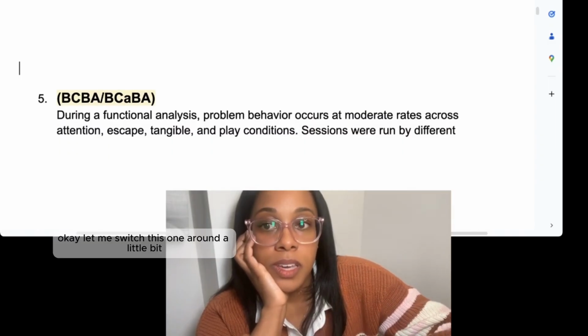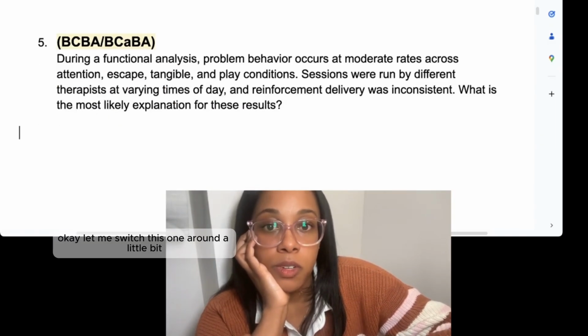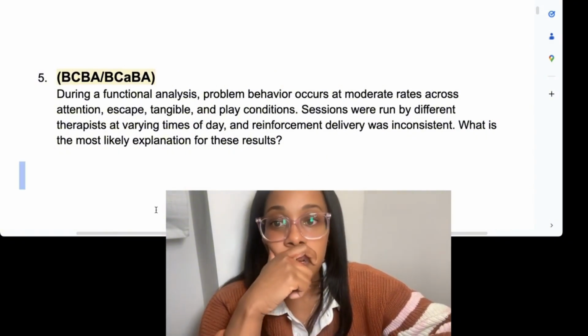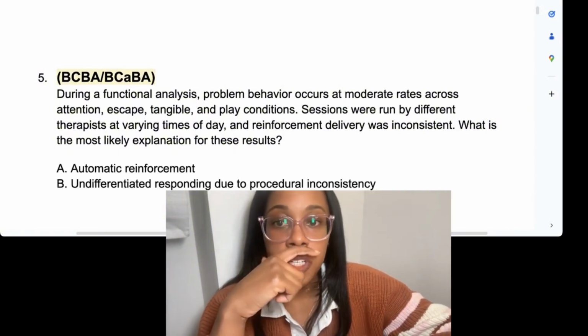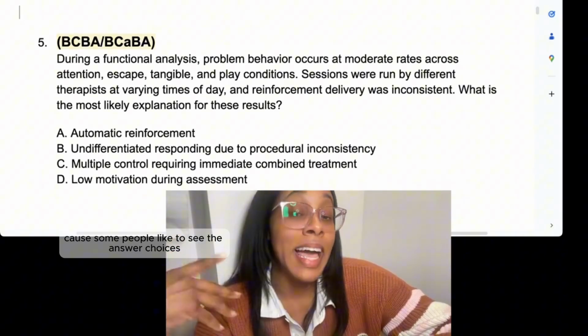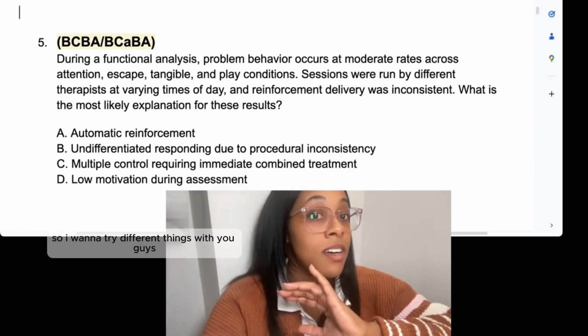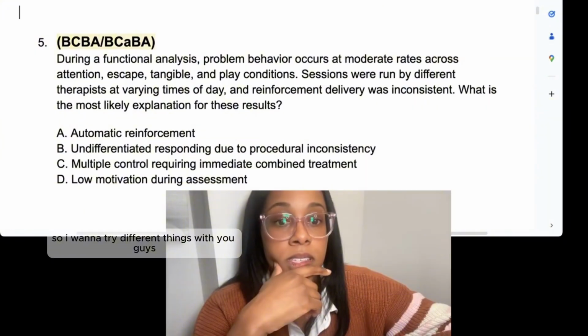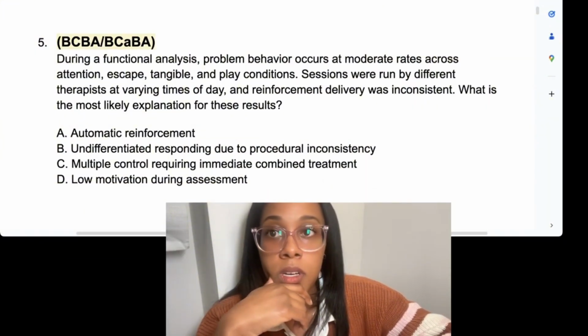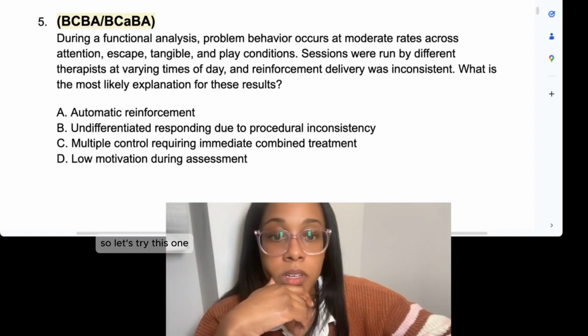Okay, let me switch this one around a little bit. Let's kind of, I'm going to let you guys see the answer choices as you're going because some people like to see the answer choices. So I want to try different things with you guys. I don't want to do it the exact same for everyone. So let's try this one.